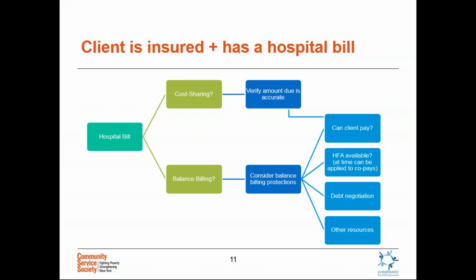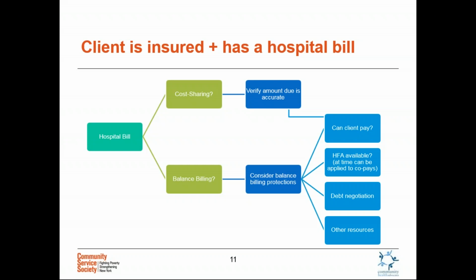If it's cost sharing, then you should verify if the amount is accurate by checking the explanation of benefits or the plan's contract. If the amount is accurate, then the client owes it, and you should ask if the client can afford to pay it. If not, help the client negotiate the debt or establish a payment plan. If the cost-sharing amount is determined to be incorrect, then you should try and correct it. To do that, you should call the plan.